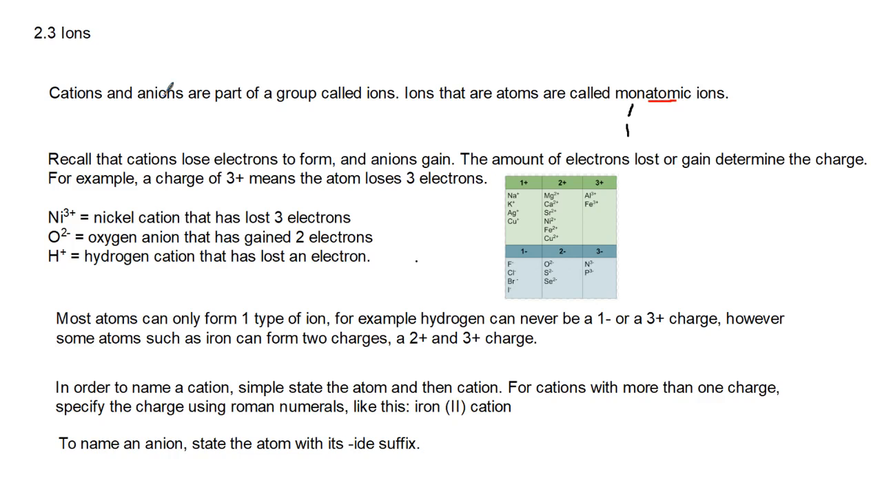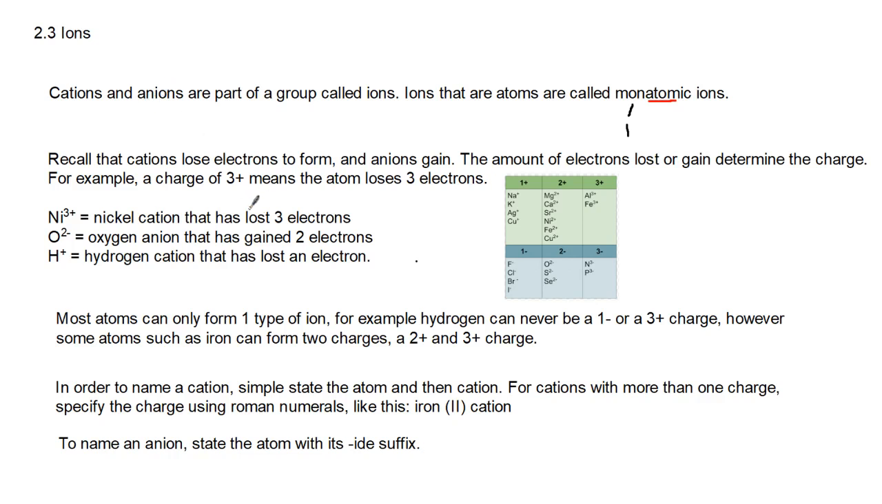For example, a charge of 3 plus means the atom loses 3 electrons. So you take away negative 3, right? Basic math. You lose 3 electrons, and minus electrons gives you a minus charge, so minus minus 3 gets you 3 plus. So 3 plus means lost 3 electrons. And hydrogen plus means it's lost 1 electron.